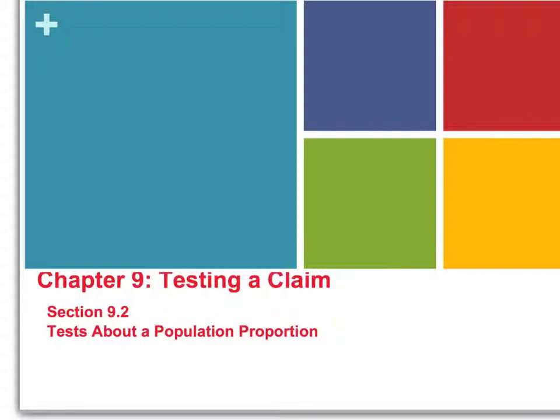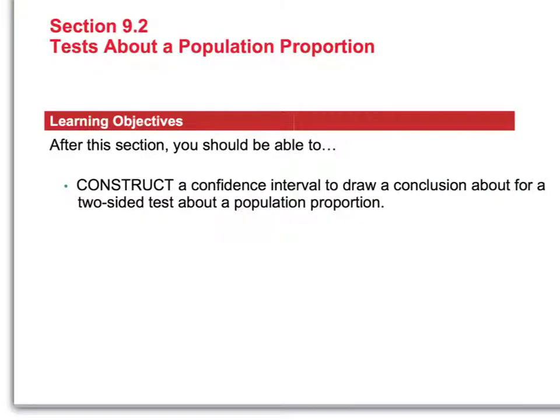So in class on Friday, we talked about testing a claim using significance testing about a population proportion when our alternative hypothesis was less than or greater than. And today we're going to talk about two things. We're going to talk about using a confidence interval to draw a conclusion about a two-sided test, which is when the alternative hypothesis is not equal to, and we're also going to compare these confidence intervals with two-sided tests. So we'll do both of these things.